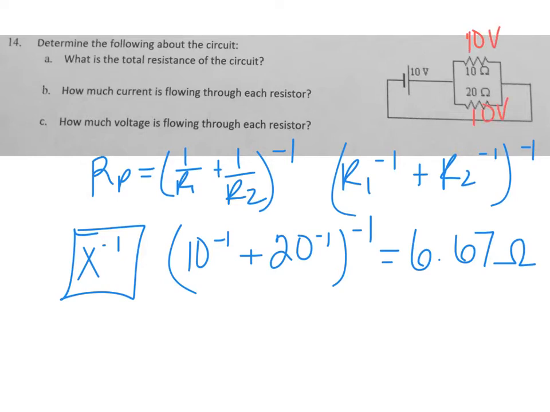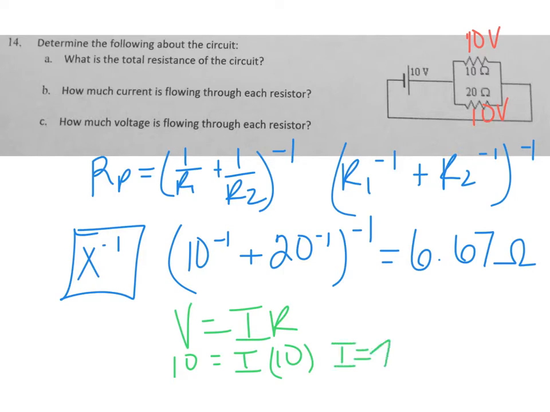Then to find my current through each one, I'm going to use Ohm's law, which is voltage equals current times resistance, and we're finding the current in each one. You could go ahead and find the current for the circuit, but it's not asking you for it, so you don't really have to do that step. But we're going to take the 10 volts, solve for I, and then plug in the 10 ohms, which would give us a current of 1 amp.